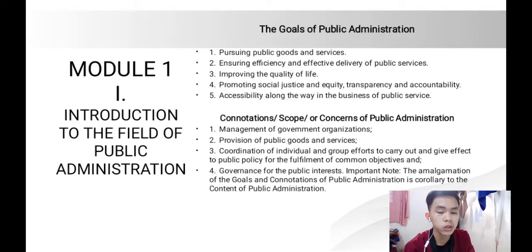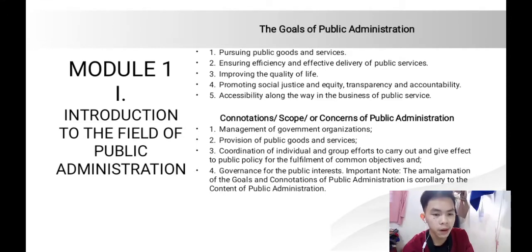Third, we have the goals of public administration. Pursuing public goods and services. Those are the main goals, of course. Second, we have ensuring efficiency and effectiveness in the delivery of public services. Third, we have improving the quality of life. Fourth, we have promoting social justice and equality, transparency, and accountability. And lastly, we have accessibility along the way in the business of public service.